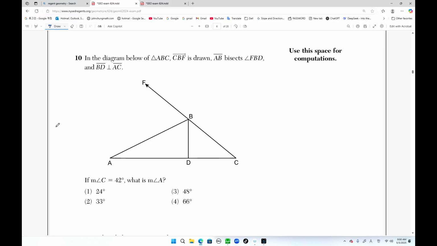Number 10. AB bisects these two angles, congruent, okay? And this is a right angle. Angle C is 42 degrees. This is how much? 48 degrees, right? And these two sides, 180 minus 48, 132, right? When you divide by 2, it's 66, right? Each one is 66, 66. This is also a right angle. So angle A must be complementary, 66, okay? 90 minus 66 equals 24. Option 1 is the answer.